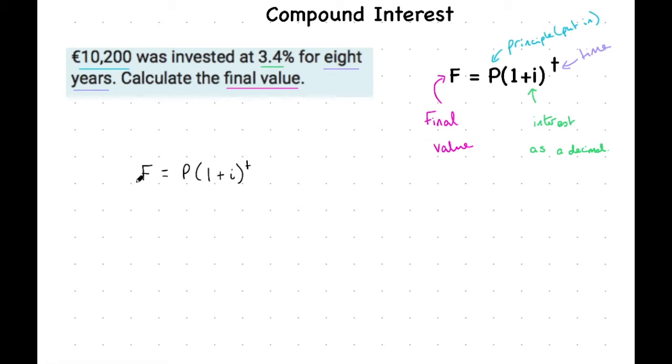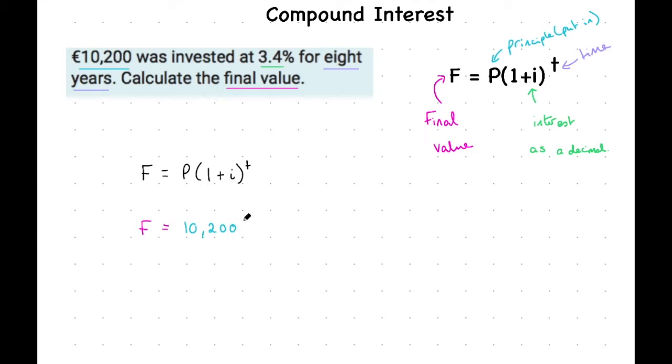That then, I'm filling in what we know. The final value, I do not know what that is. I'm going to leave it as the letter F because I do not know what it is. That's going to be equal to P, which is what we put in, which is 10,200. So I'm getting that from the question.